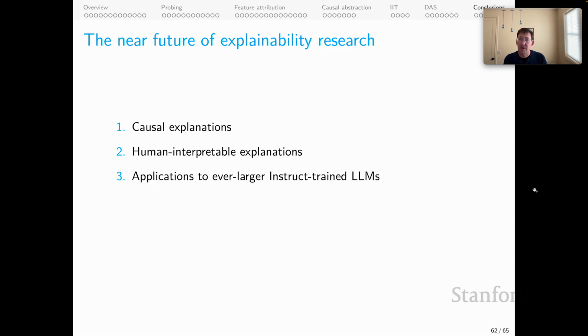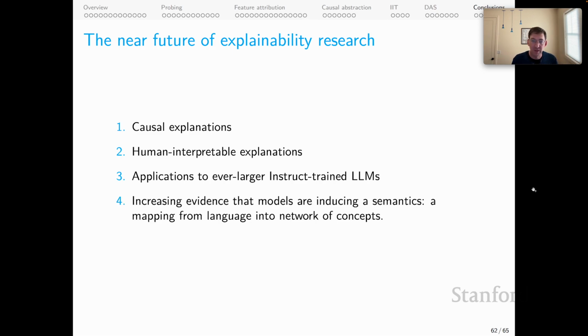We need to apply these methods to ever larger instruct-trained LLMs. Those are the most relevant artifacts for the current moment. And I think we're starting to approach this goal with DAS. I just mentioned how we can apply it to Alpaca. I think we could scale even further, but we really want to be unconstrained in terms of what we can explore, and that requires a lot more innovation in the space.